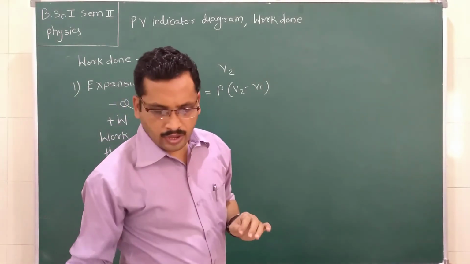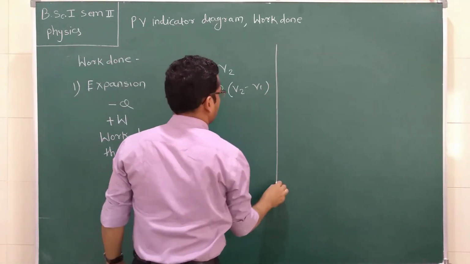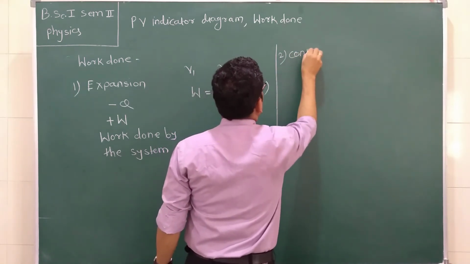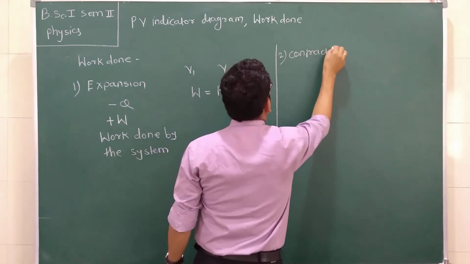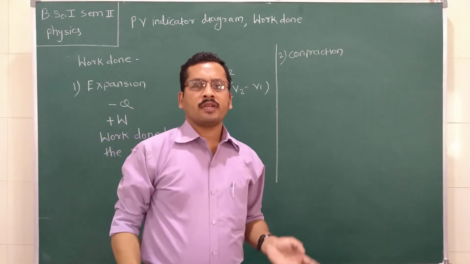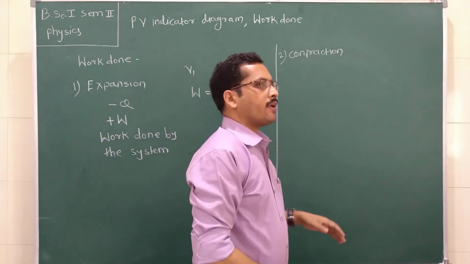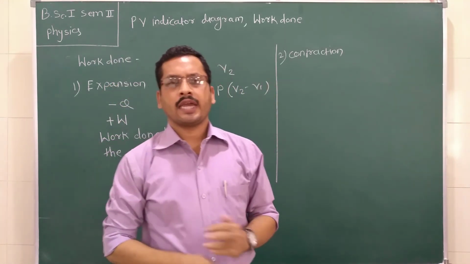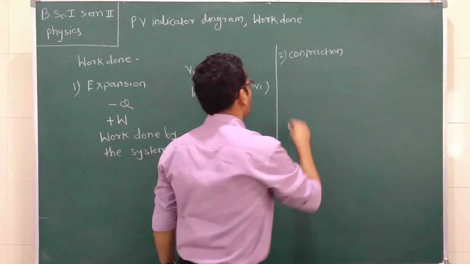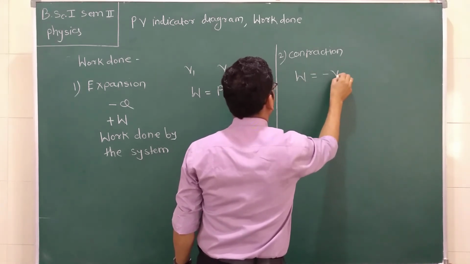Now we are moving towards the second case, that is contraction. What is contraction? Contraction means when the gas contracts. When the gas contracts, its volume decreases. Its volume decreases means the work done in this case will be negative. So the work done W is equal to negative.